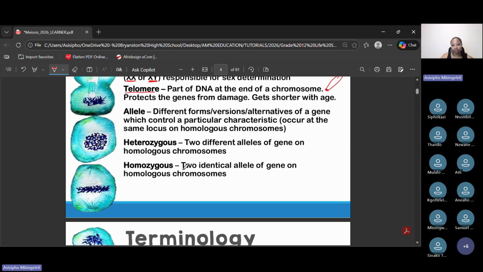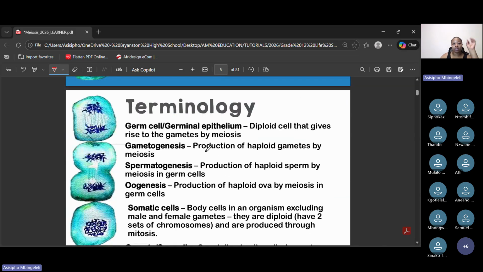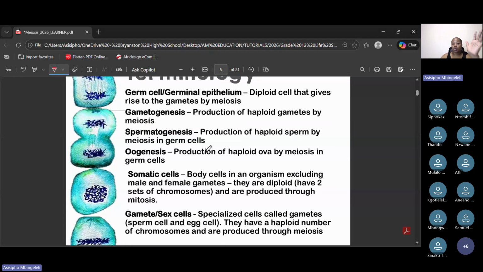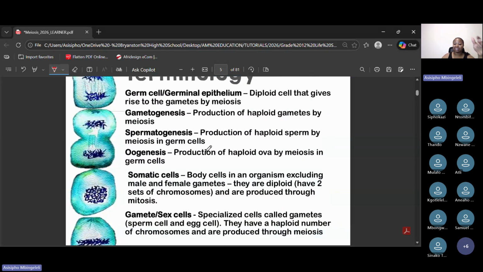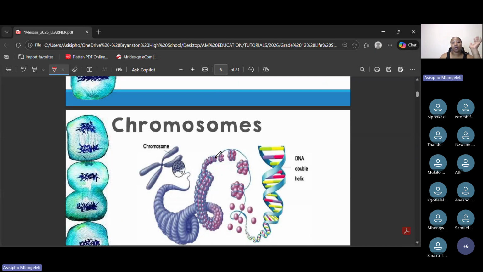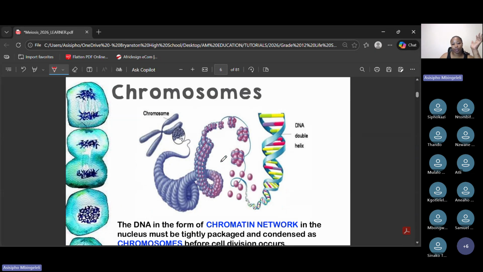Then an allele. I'm going to skip this one, and I'm going to skip this one and this one. These three I'm going to skip because they are going to be more important in genetics and not necessarily here. Then germ cell, gametogenesis, all of these, it doesn't help for me to explain them now because these are processes. So it's not just terminology. So I will explain them when we get to that part of the topic.